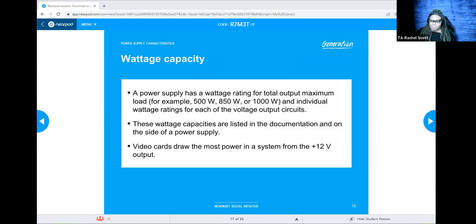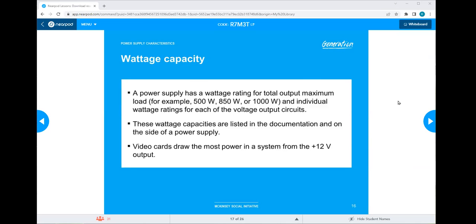I can't see everybody, so I think I see Steven. Yeah, wattage capacity: a power supply has a wattage rating for total output, maximum load. For example, 500 watts, 850 watts, or 1,000 watts, and individual wattage ratings for each of the voltage output circuits.